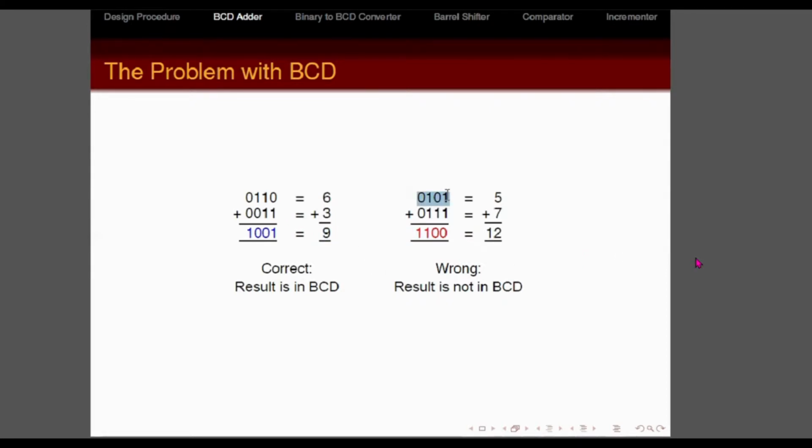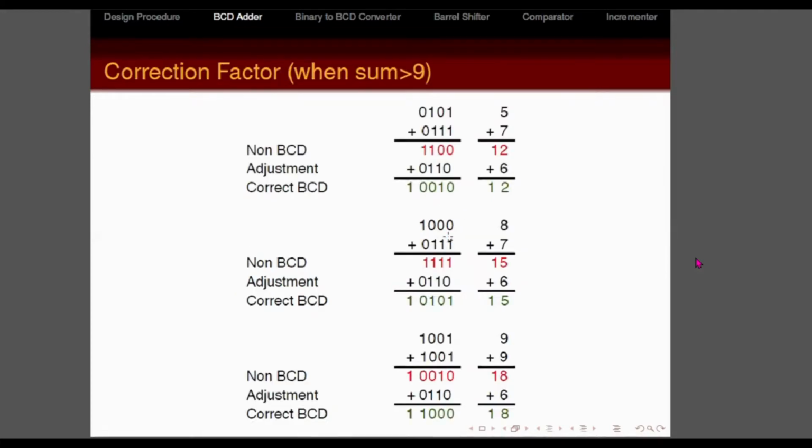However, if you add 0101, which is number 5, with 0111, you come up with 1100. And that is a wrong or invalid BCD code. Because BCD code is binary coded decimal. That means 4-bit binary coding of decimal numbers from 0 to 9 only. So 1100 is actually number 12, and that is not a decimal digit from 0 to 9. Therefore, you need to do some correction.